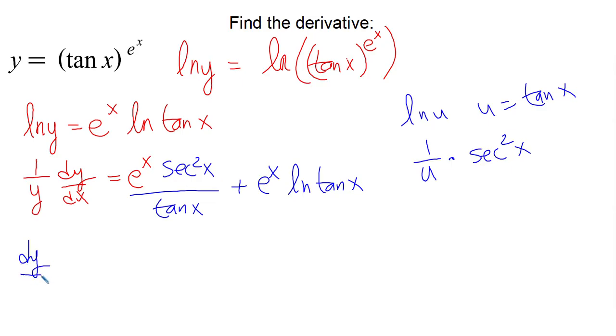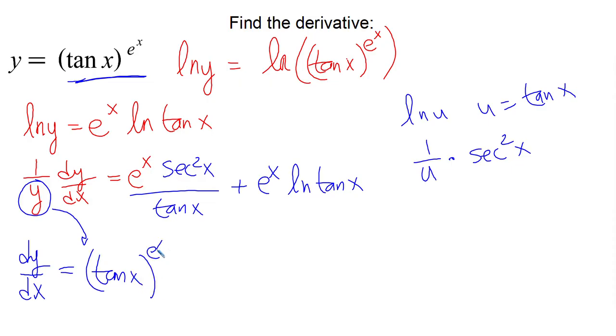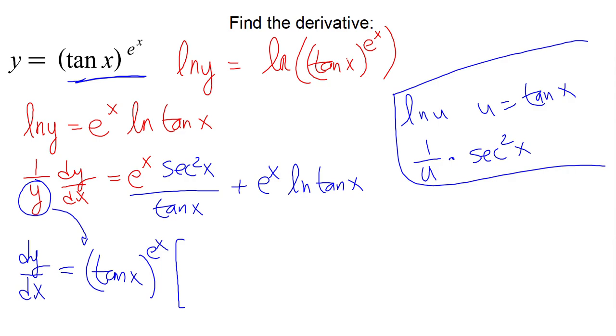Now we'll bring our y over to the other side. Just like every other time when we bring that y over, we're going to replace it with our original function. So we have tangent x to the e to the x power, and then times, well, we've got e to the x times secant squared over tangent. So let's do a little work off the side here.